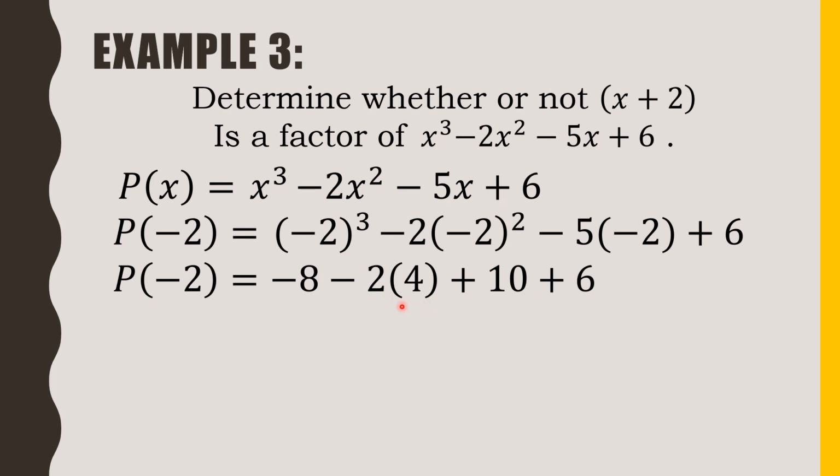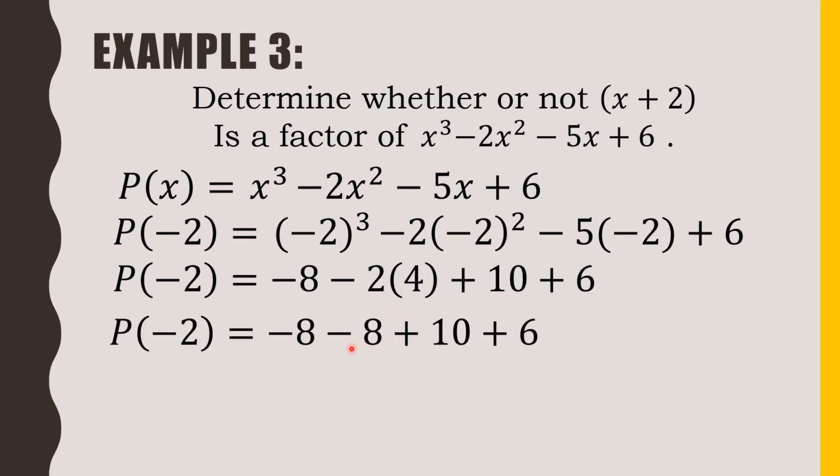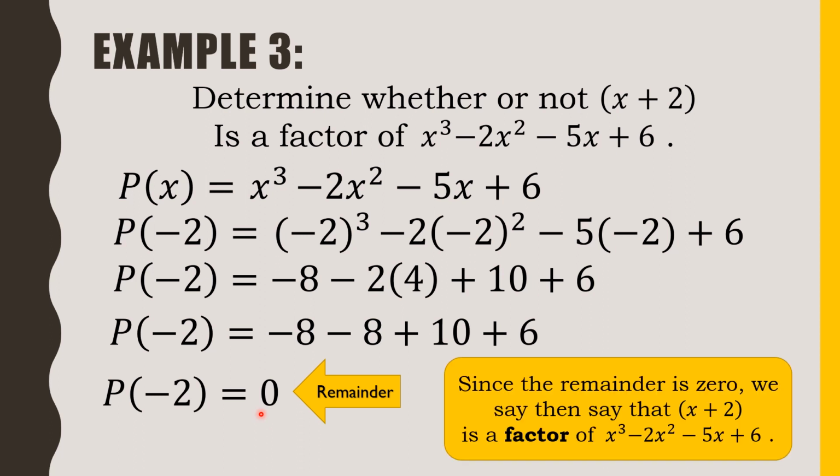Simplifying 2 times 4, we have negative 8. So we then have negative 8 minus 8 plus 10 plus 6. So the value of p of negative 2 is equal to 0. So it means that the remainder is equal to 0. Since the remainder is 0, we can then say that x plus 2 is a factor of the polynomial x cubed minus 2x squared minus 5x plus 6.